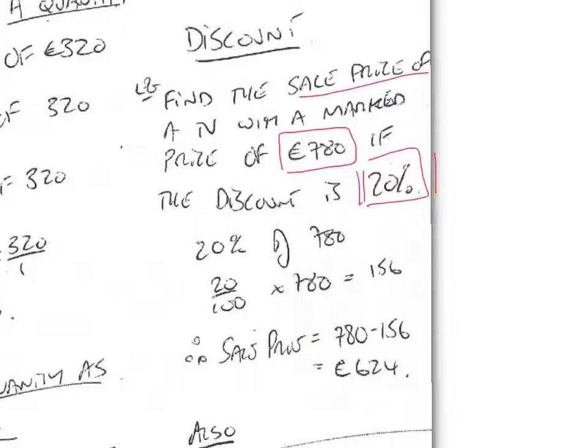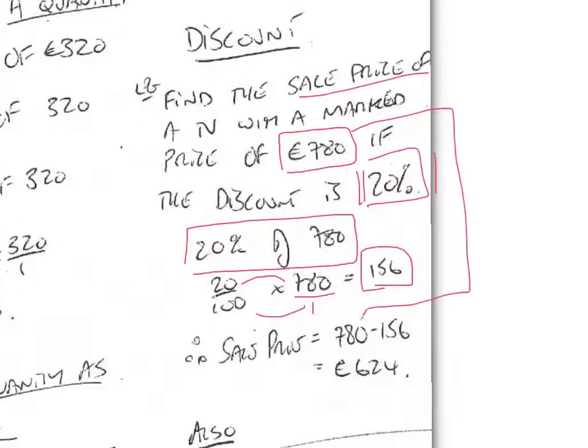Well, as before, we find 20% of 780, that's 20 over 100 times 780 over 1, and if you put into your calculators 20 times 780 equals, divide by 100 equals 156. So the sale price must be the marked price, 780, minus the 20% of the marked price, the 156. The sale price is 624 euros. So really all we've done there is we've expressed 780 euros decreased by 20%. But this decrease, we've called it a discount.